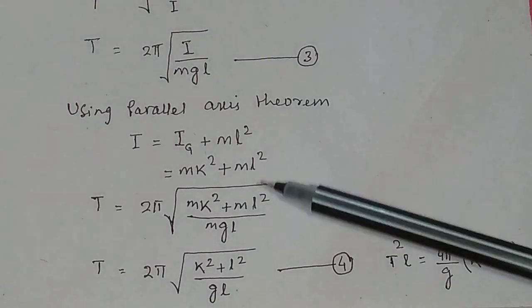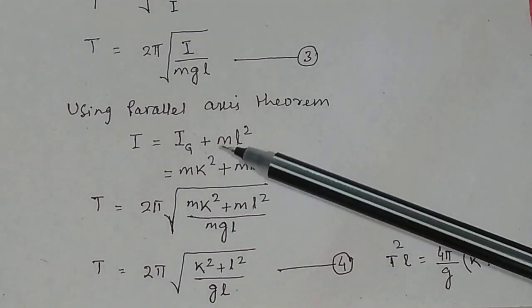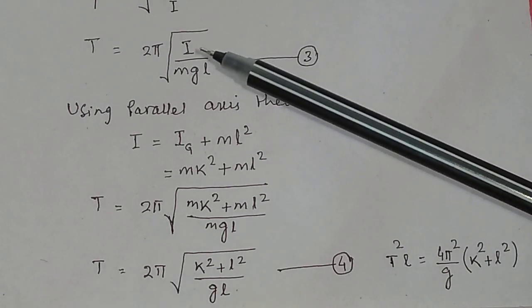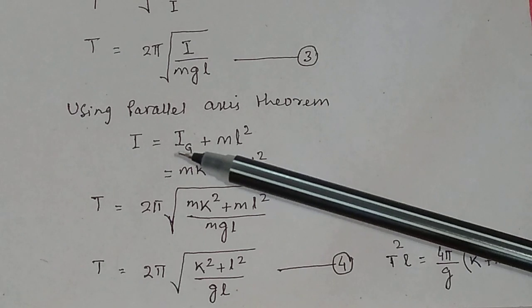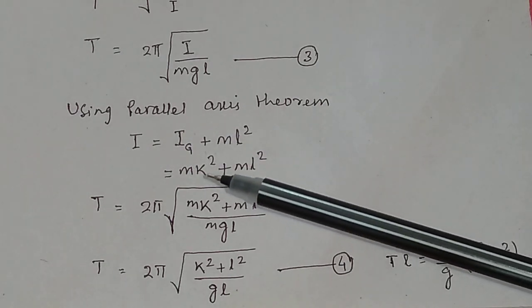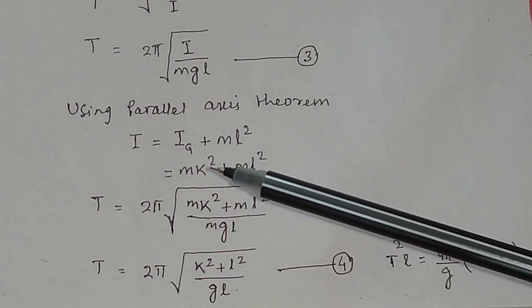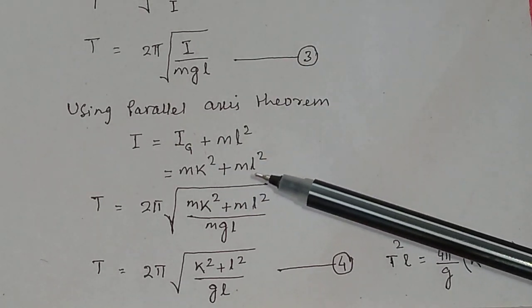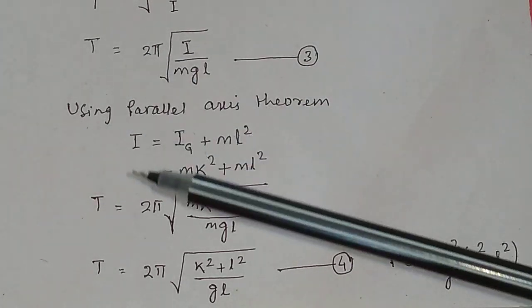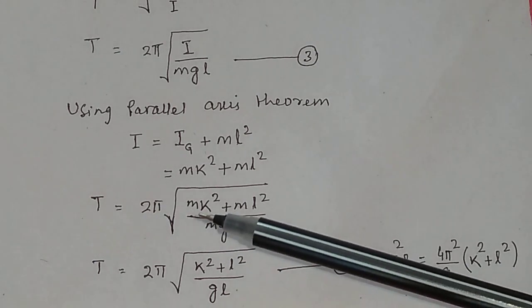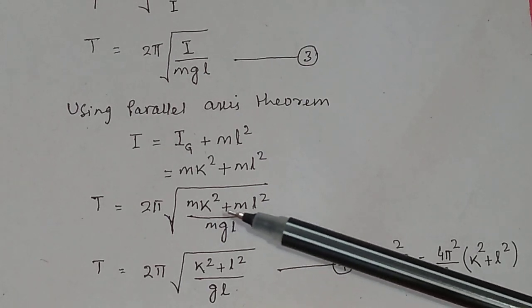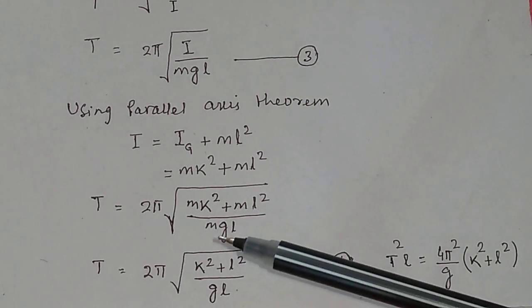So using the parallel axis theorem, I will be equal to Ig plus ml square. You substitute the value of I here, and we know Ig is equal to mk square, where k is the radius of gyration. So I equals mk square plus ml square. The time period will be equal to 2π square root of (mk square plus ml square) divided by mgl, and m cancels from numerator and denominator.